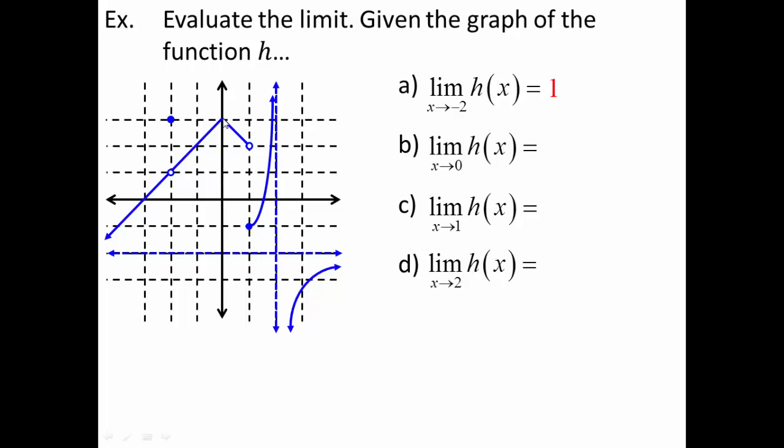X equals 0, clear intent from both sides, so the limit is 3. X equals 1, here we have left side going to 2, right side going to -1, so limit does not exist. And the last one, limit as x approaches 2, well here's 2. Notice we have a vertical asymptote at x equals 2. The left side of the asymptote is going up versus the right side of the asymptote is going down. Well, we're not meeting up, therefore does not exist.